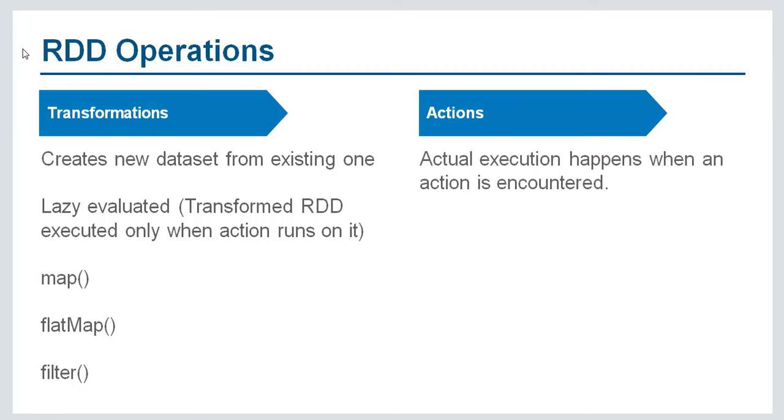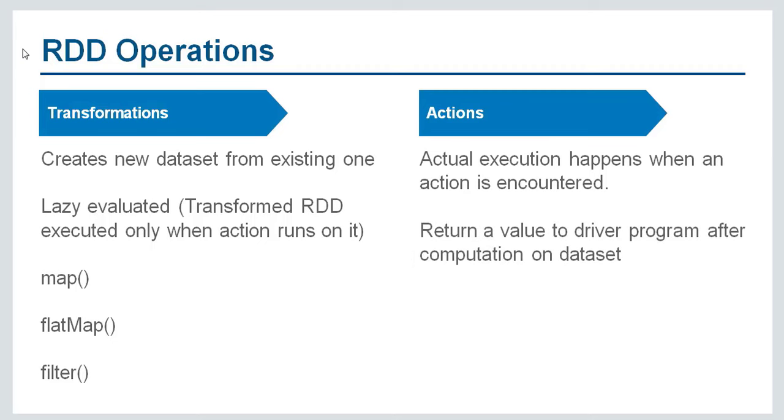Let's talk about actions. Actual execution happens when an action is encountered. They return a value to the driver program after computation on the dataset. Examples of actions are count, reduce, collect, and many more.